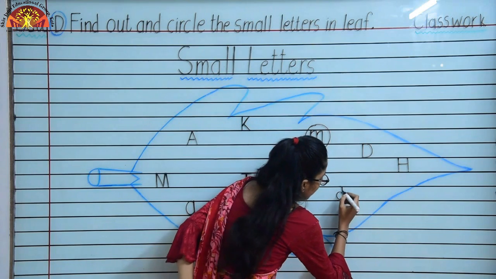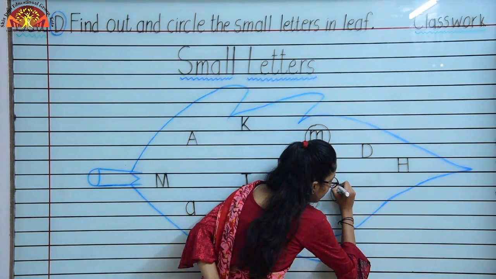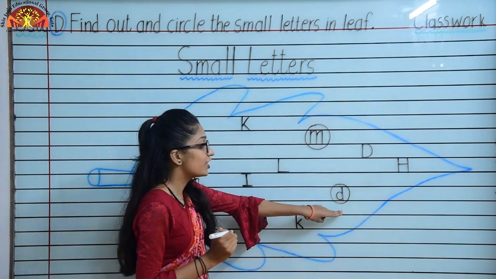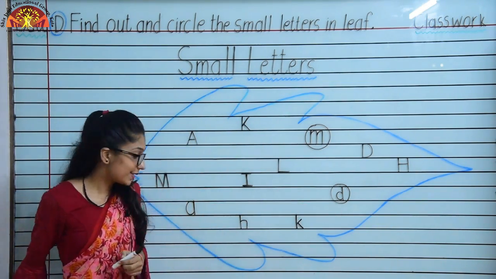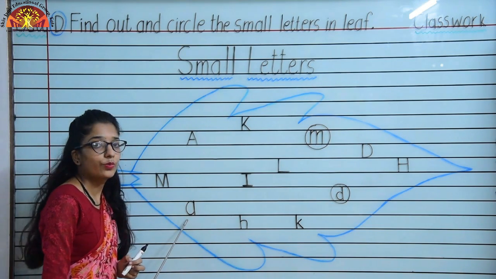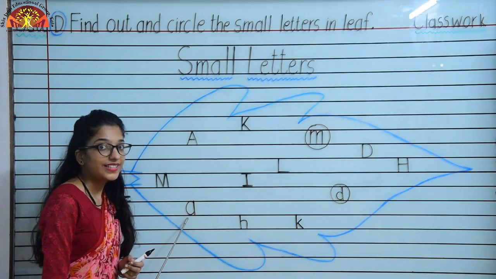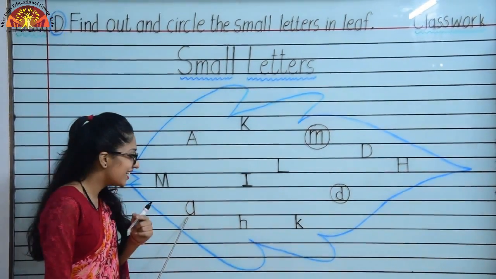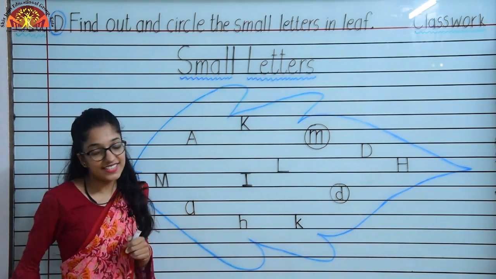Okay, so let's do. You have to do like this. This is small letter D. Now come to next one. Now tell me, which letter is this? This one is capital or small? This one is small letter A. So again we have to circle on this letter.